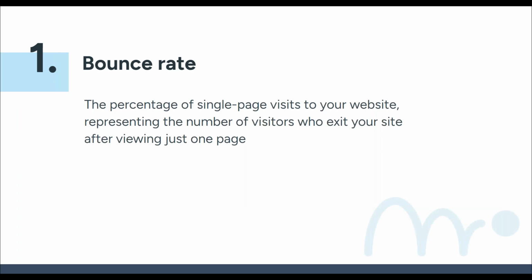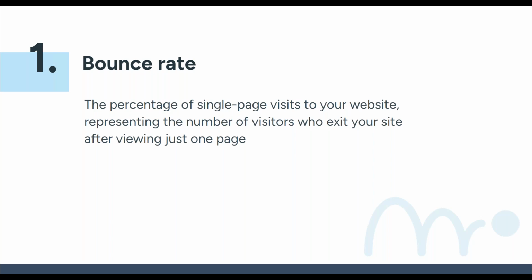So the first metric is the bounce rate. And so you may be asking yourself, what is the bounce rate? Well, if you take the situation where a visitor arrives at your website, say they briefly scan your content, and then they leave without engaging or visiting any other pages. So that would be called a bounce. So the bounce rate is the percentage of single page visits representing the number of visitors who exit your site after viewing just one page.